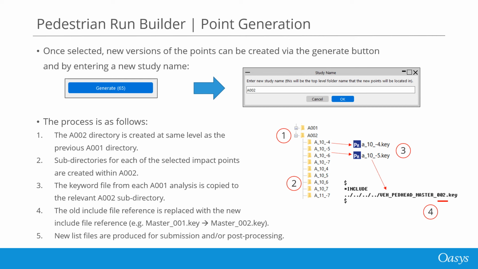The keyword files from the A001 folder will be copied to the relevant A002 subdirectory folder. Once copied, the old include file reference will be replaced with the new include file reference. So in our example, it was master001.key, and that was being converted into master002.key. Additionally, new list files are produced that can then be used for submission and/or post-processing.